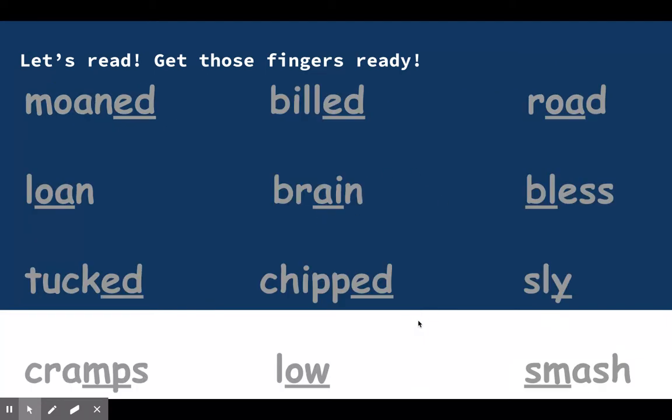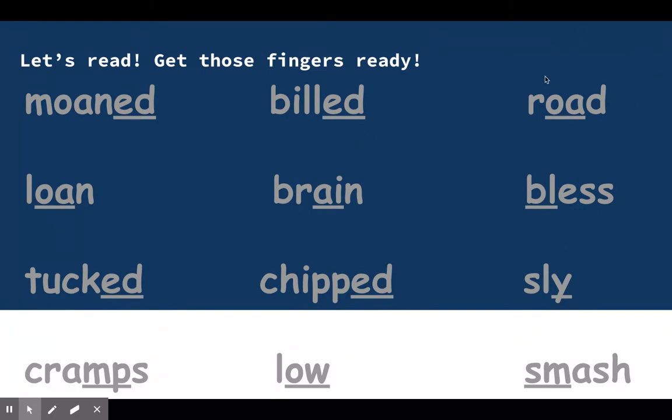Let's do a few more and some review words. Here we go. My first two have my ed that says d. Moaned. Like I moaned 2 weeks ago when my stomach hurt. Here's my next one. Fingers up. Build.